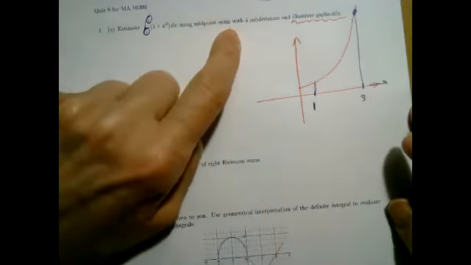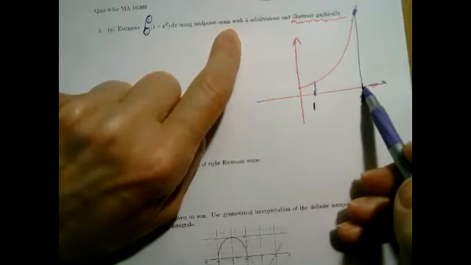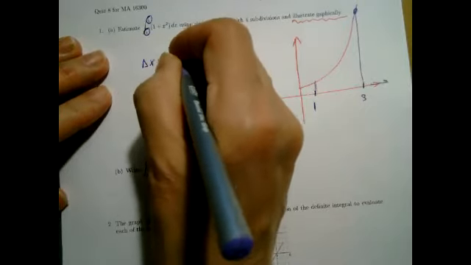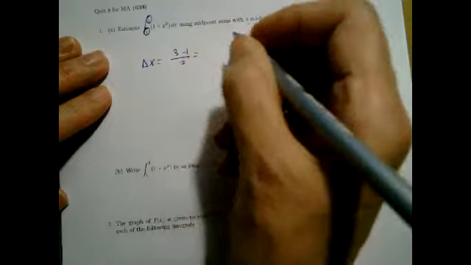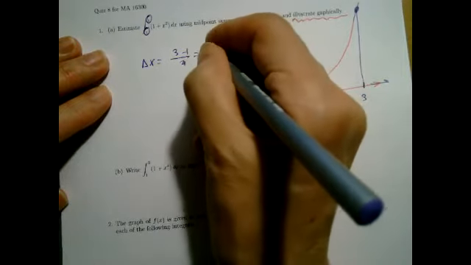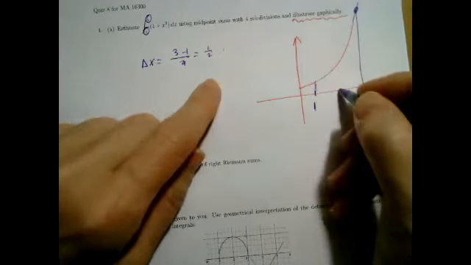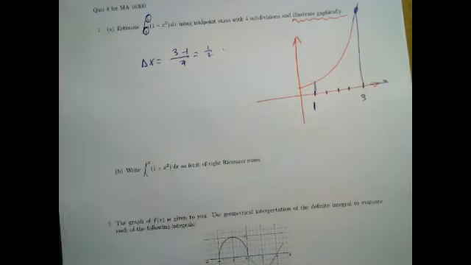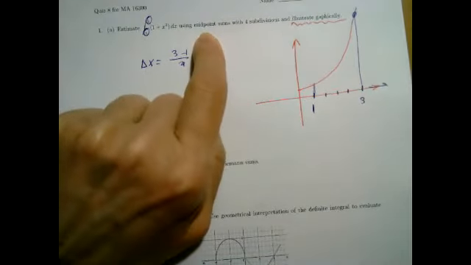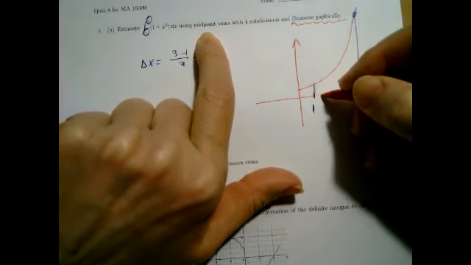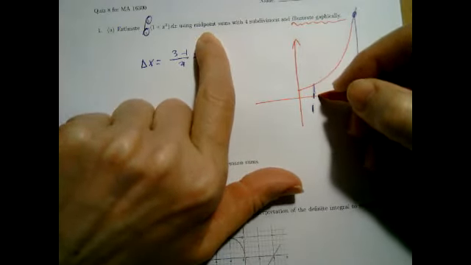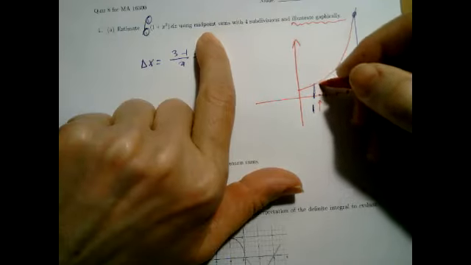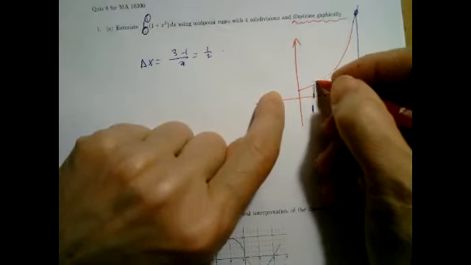Now in the midpoint sum with 4 subdivisions, I need to divide the interval 1 to 3 into 4 pieces. So my delta x here becomes 3 minus 1 over 4, of course. It's going to give me a half. So we divide it into 4 pieces. Okay, these are the 4 pieces. And then my question is to use midpoint sum. Okay, midpoint sum means I take the following rectangle. The height is the value at the midpoint. So I take the midpoint, that's my height. And then my rectangle, this is the height of the rectangle.